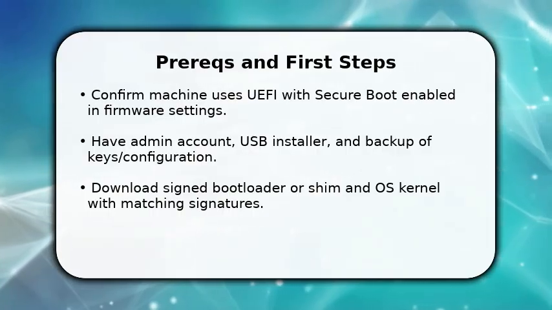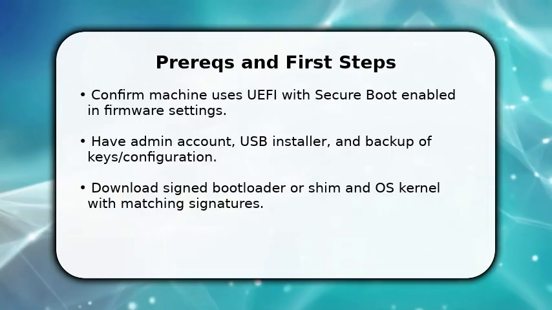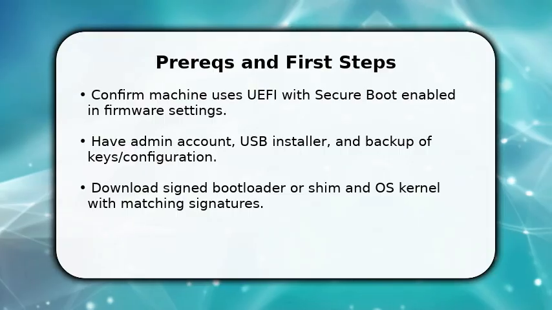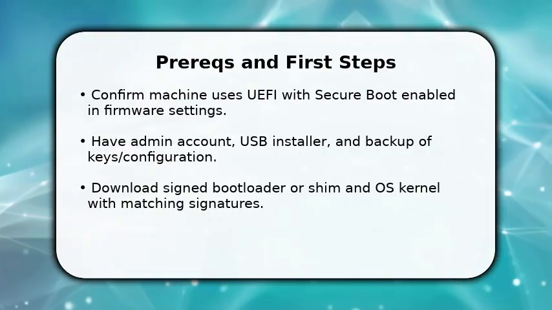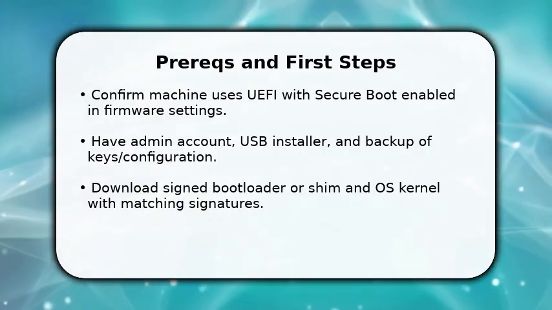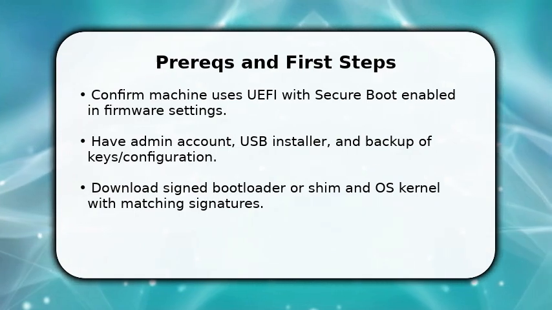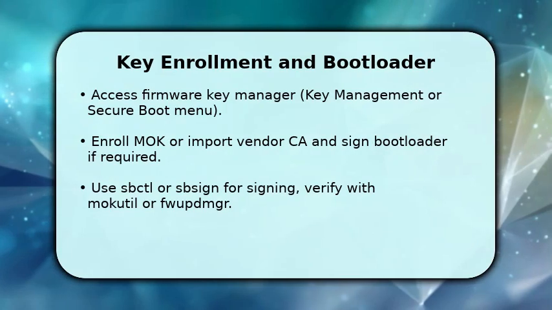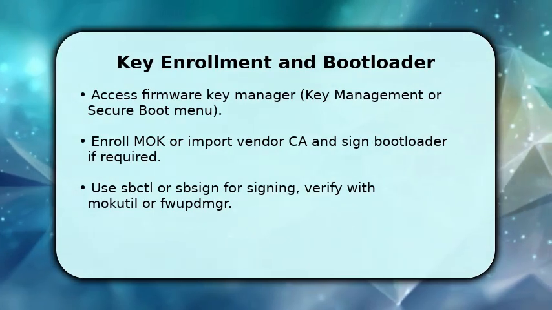Now download a signed shim or the distro-provided signed bootloader plus a matching signed kernel. This avoids manual key enrollment. Make sure file names and versions match the firmware's expectations so you won't hit signature mismatches when you begin the enrollment step. Next, access your firmware's key management area and prepare to enroll keys.